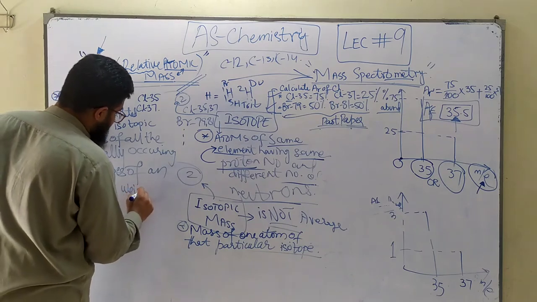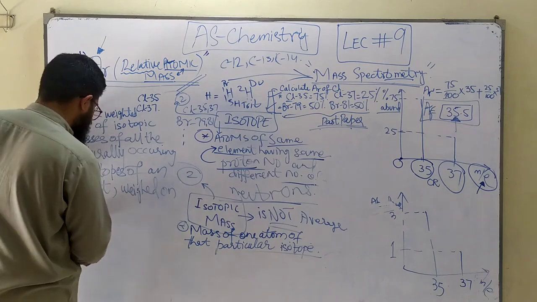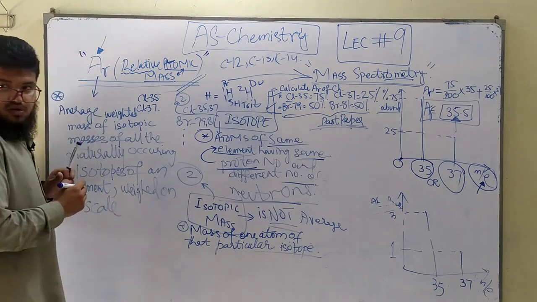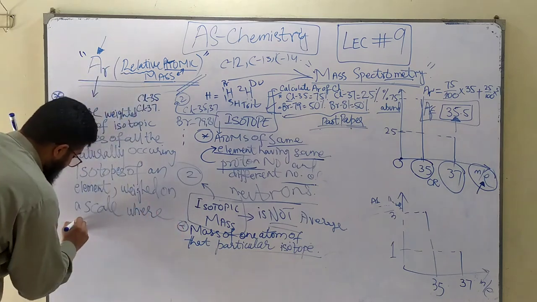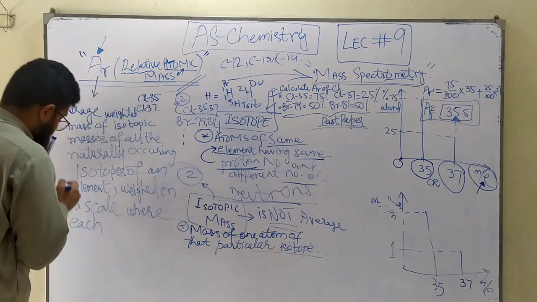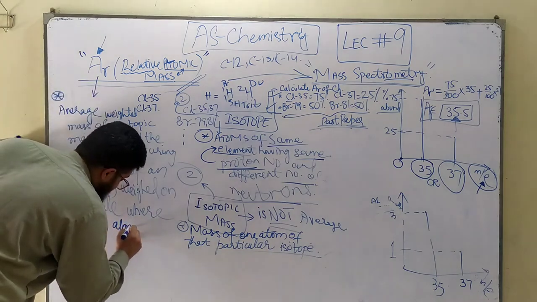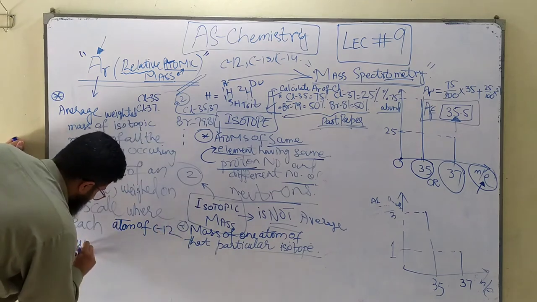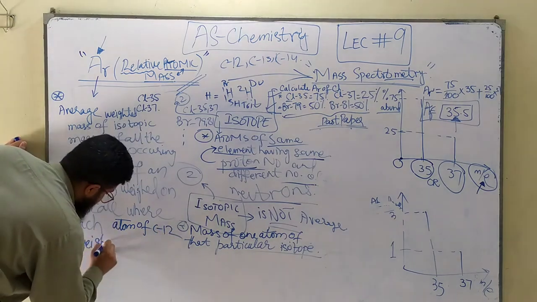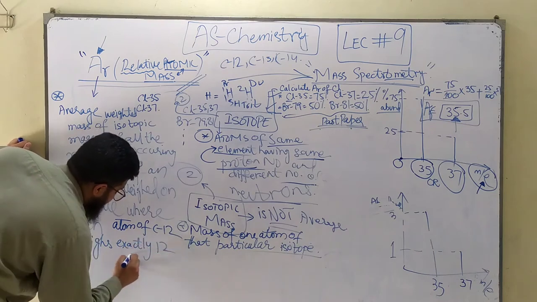weighed on a scale where each atom of carbon 12 weighs exactly 12 units.